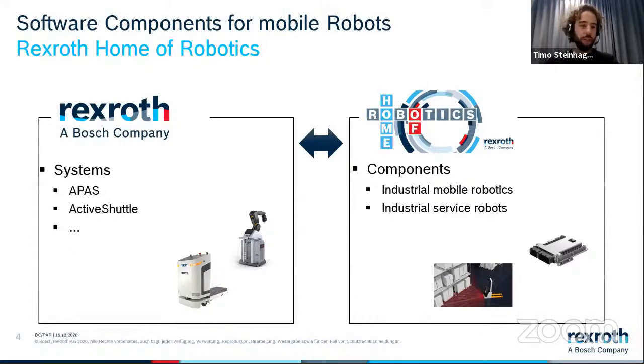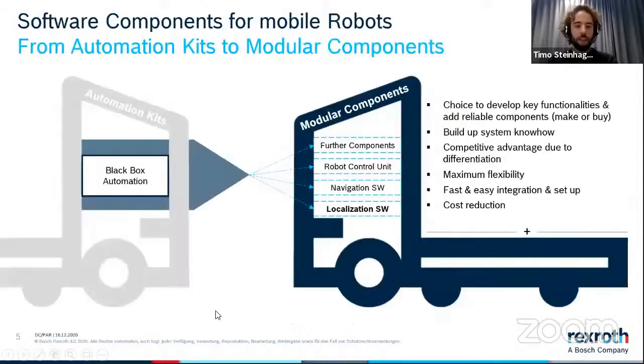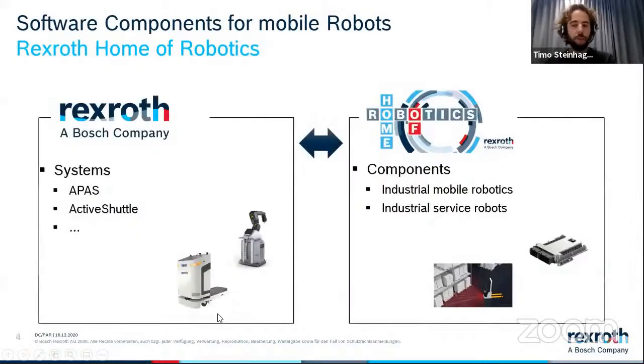And there are now two things. The Bosch Rexroth company itself does systems. For example, they have an AGV called the Active Shuttle. That's one system for a specific use case. It's for automation in production. It can transport those little blue boxes that you see in many factories worldwide.